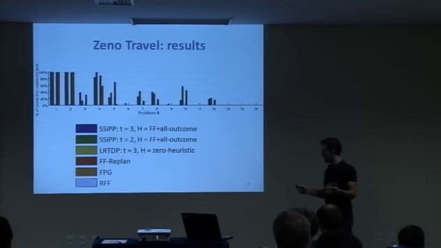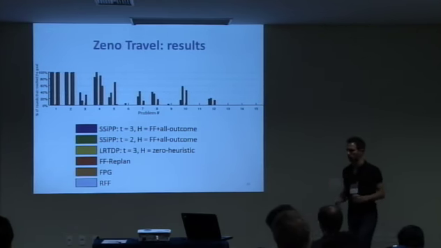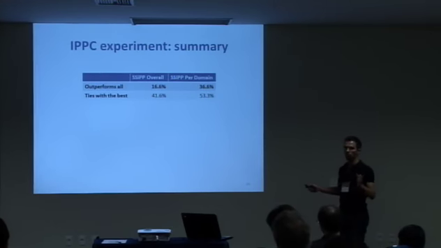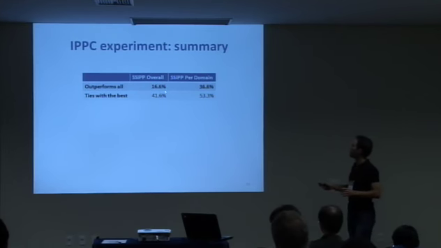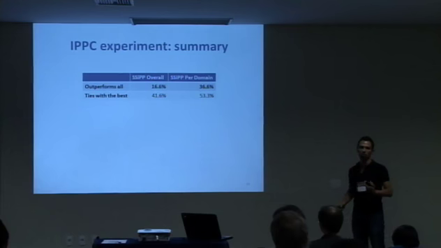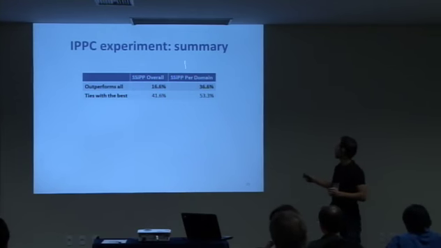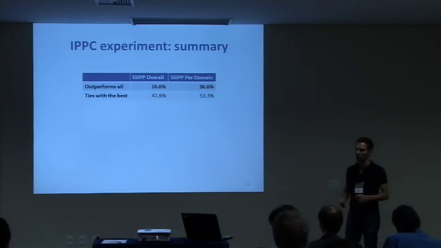And here's the last domain, kind of at the borderline of my time. So in zenotravel, we improved a little bit upon the other planners. And here's the summary of the experiments. The blue curve is SSIPP overall, the SSIPP representation over all the domains. We outperformed all of the other planners 16.6% of the time. We tied with the best 41% of the time. If we optimize the parameters for each one of the domains, we outperform them 36% of the time, and tie with the best 53% of the time.